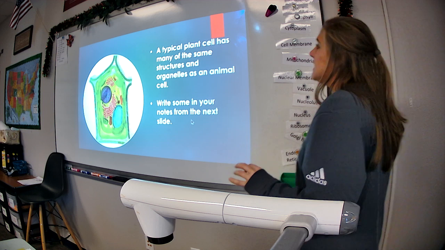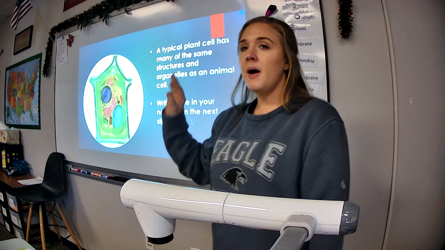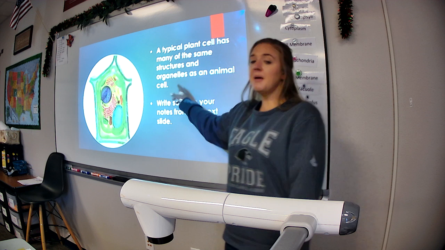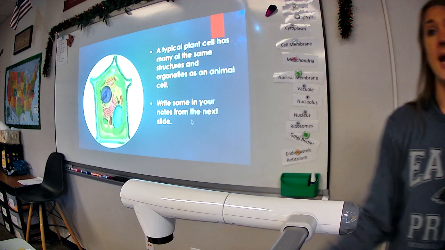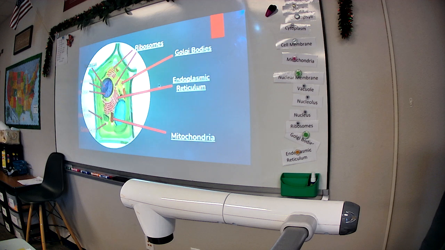So the plant cell has many of the same structures and organelles as in the animal cell. I'm going to put on the board the picture of the plant cell, and it will have labeled all the organelles that are the same from plant and animal cells. So you're going to write these in the first part of your notes.